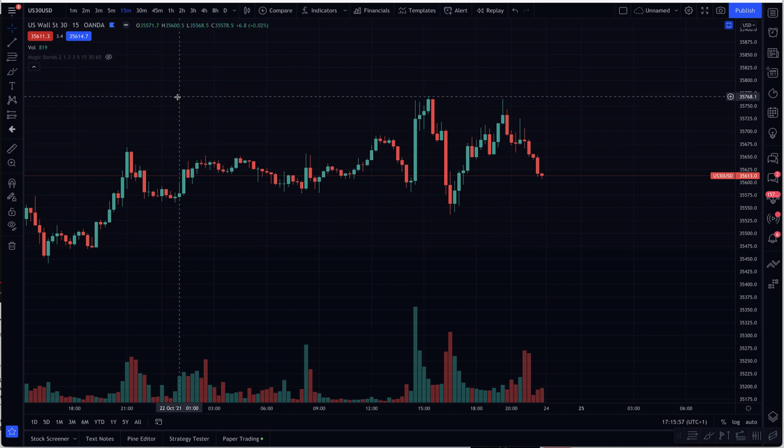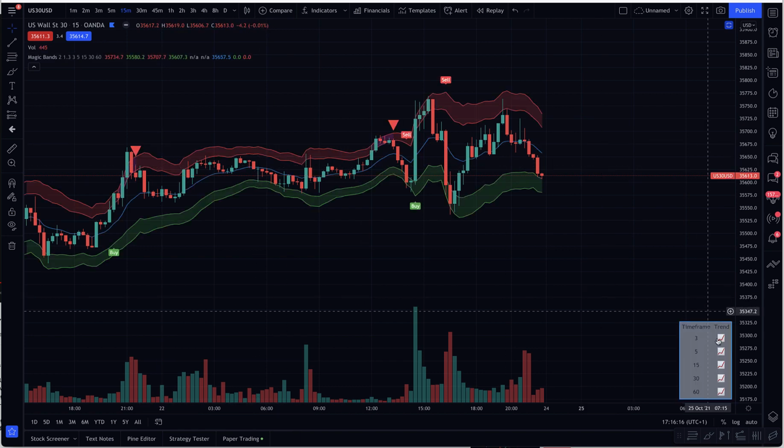So if you have Magic Algo 1, Magic Algo 2, and let's say delta divergence, you need to remove, let's say, Magic Algo 2, for example, and then you can add Magic Bands. Then you're going to have 3 indicators. Okay, let me just show you how it looks and what it does.